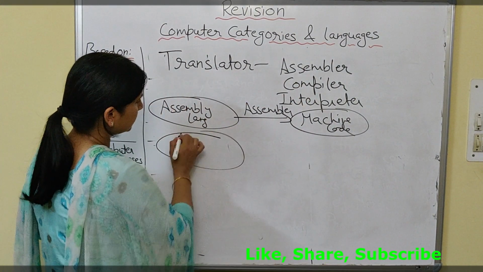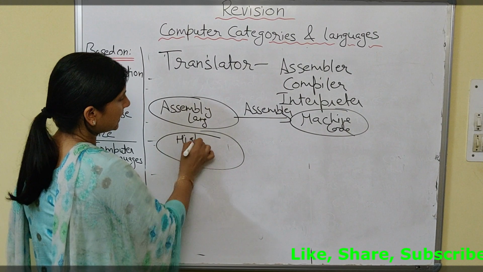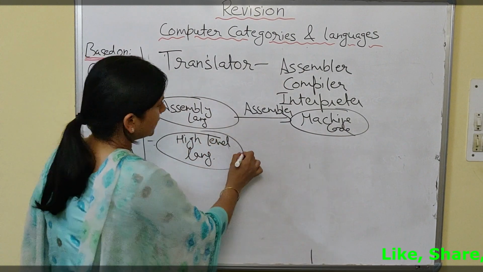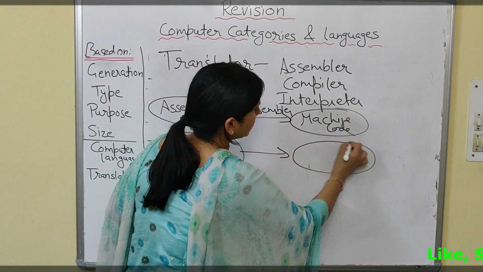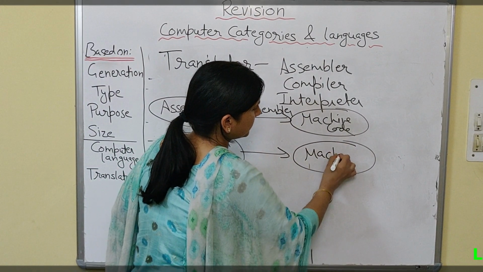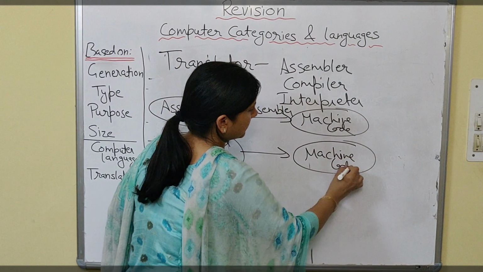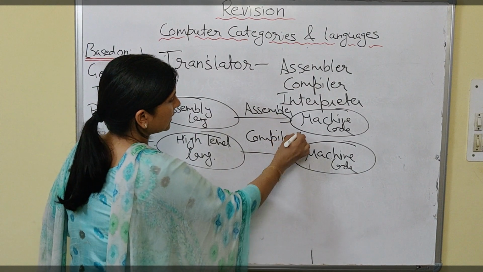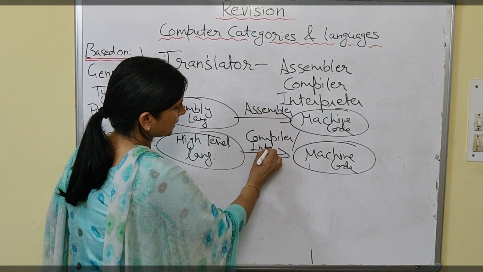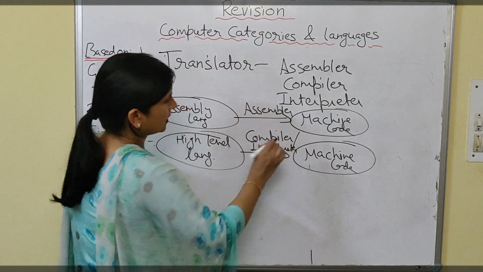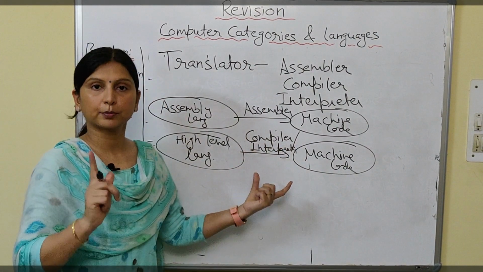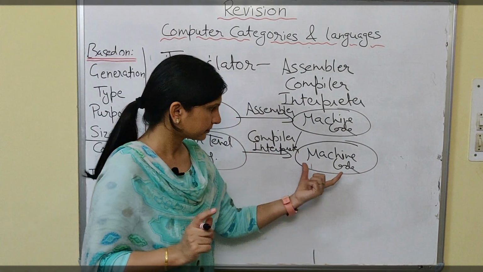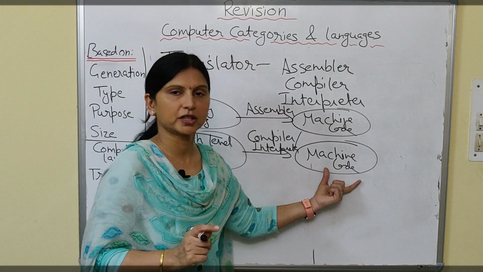Compiler. What is the use of a compiler? A compiler converts high level language into machine code. This is the use of a compiler as well as an interpreter. So compiler and interpreter both have the same purpose: converting high level language programs into machine code.